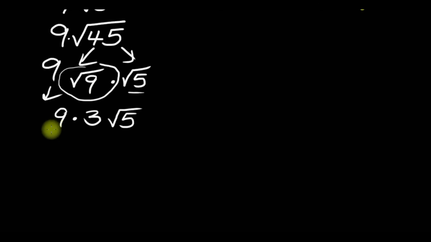Okay, so here we have 9 times 3. You have to multiply those two numbers. So 9 times 3 is 27, and then bring down the square root of 5. So we simplify square root of 45 into 3 times square root of 5, and then we multiply that by 9 to get 27 square root of 5.